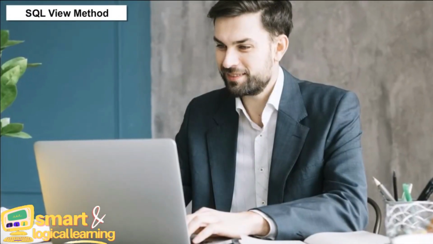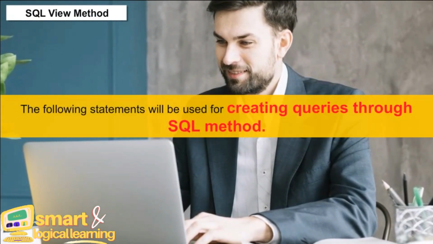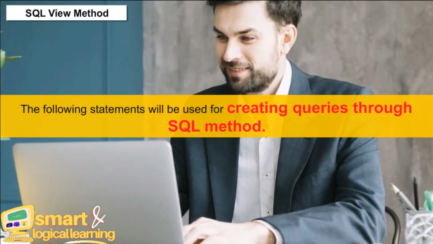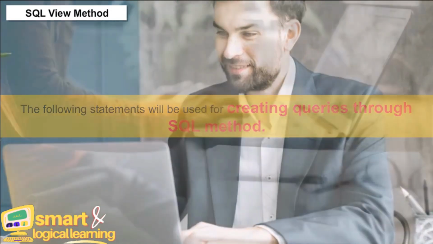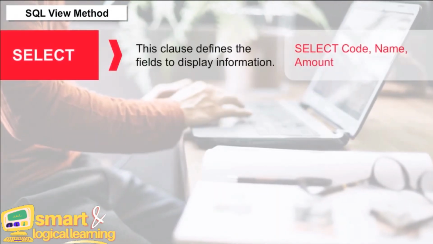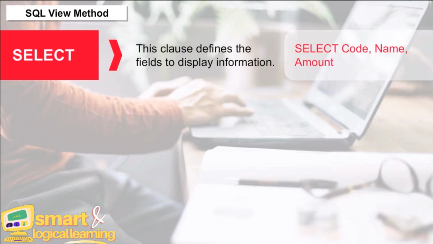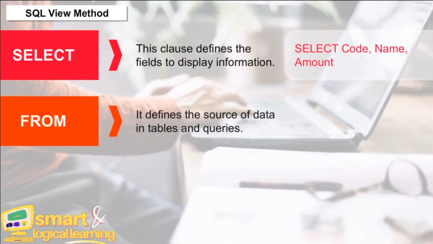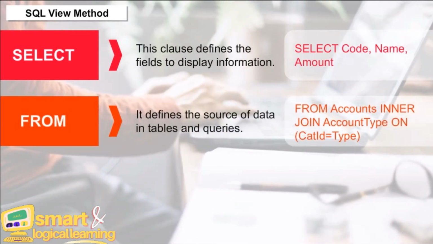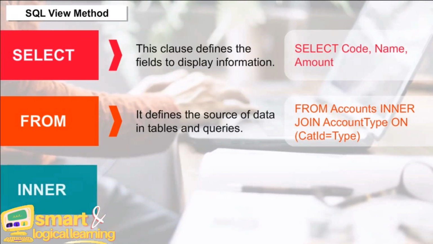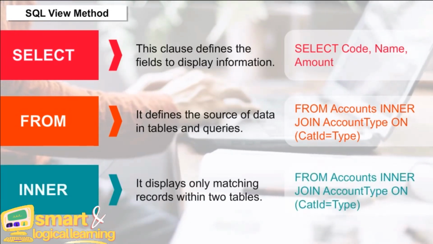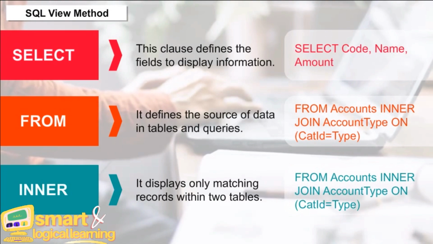SQL View method. The following statements will be used for creating queries through the SQL method. Select. This clause defines the fields to display information. From. It defines the source of data in tables and queries. Inner. It displays only matching records within two tables.